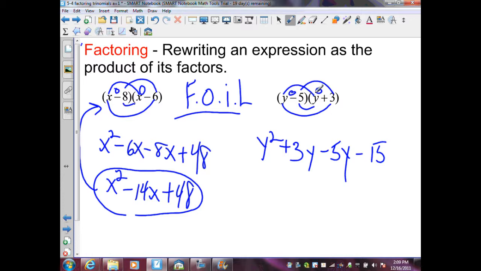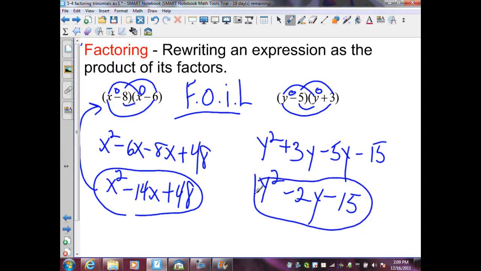Now I just need to combine like terms as possible. I have my Y squared. 3Y minus 5Y is a minus 2Y, minus 15. Again, in this section, I'll start with a trinomial and want to break up that trinomial into the product of its factors. But again, I can check it by FOILing to make sure that I ended up with what I started. And in this problem, I have a negative 5 and a positive 3. And when I finally did distribute, or FOIL, my two terms on the interior of my trinomial were different signs, therefore I subtracted.